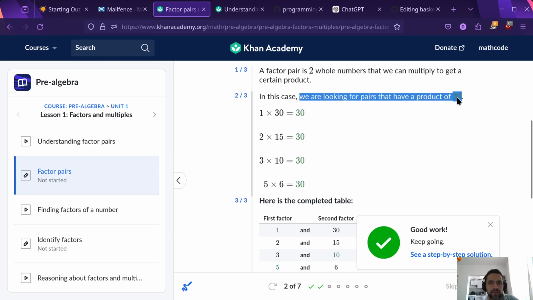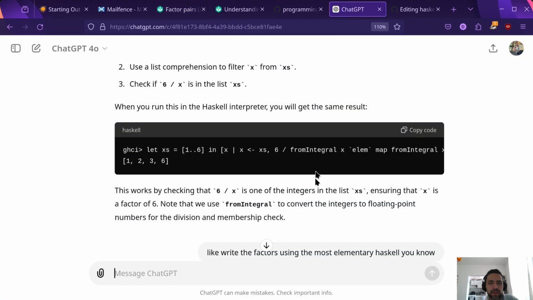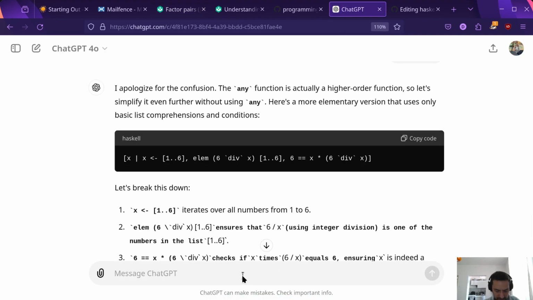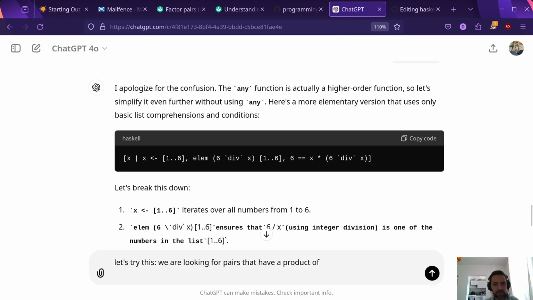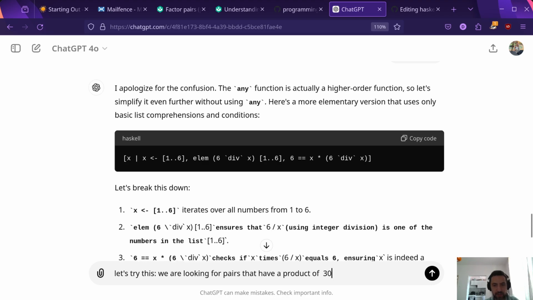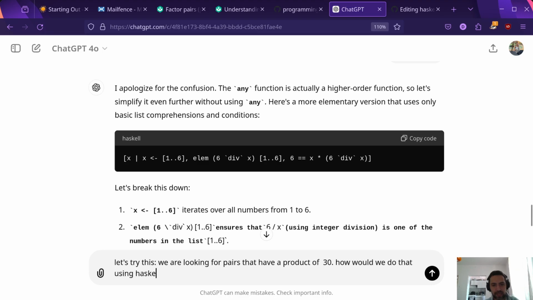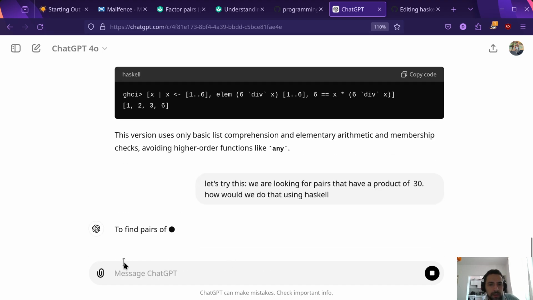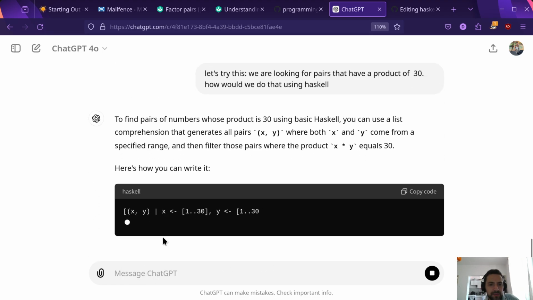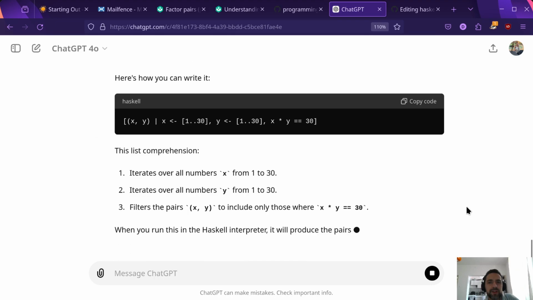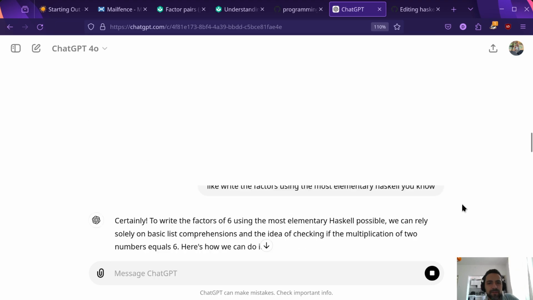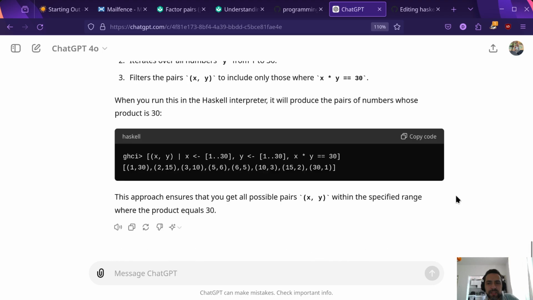Well, let's try this. We're looking for pairs that have a product of 30. How would we do that using Haskell? To find pairs of numbers whose product is 30 using basic Haskell... Oh, they have to fix this. This is really wasting time.